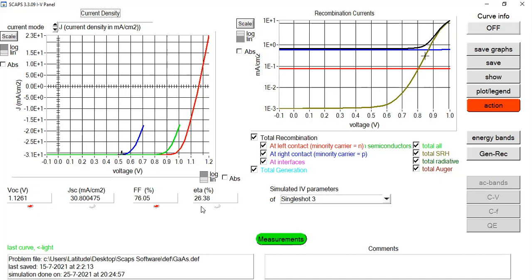What this actually means is that by increasing the work energy function of my back metal contact, I have increased the energy required to extract the electron from the metal surface, and the barrier height of the majority carrier has decreased, resulting in a higher value of VOC, short circuit current value, fill factor and efficiency eta.